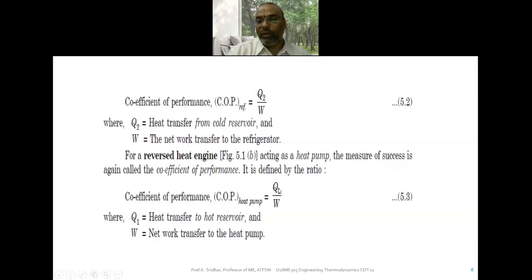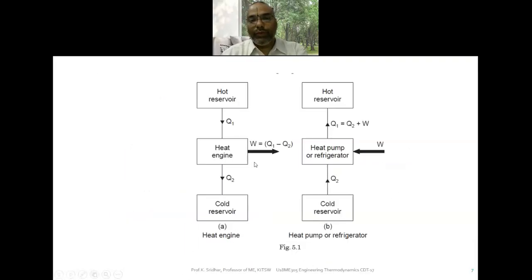So Q1 by W. Q1 is the amount of heat added to the required space. So Q1 by W is the COP of the heat pump. Here Q2 is the amount of heat taken from the cold reservoir, that is the evaporator. So that is Q2 by W. In case of the heat pump, Q1 is added to the hot space, that is the room where you are living, so that is the hot reservoir. So our efficiency in case of the heat engine is W by Q1. Refrigerator COP is Q2 by W, heat pump COP is Q1 by W.